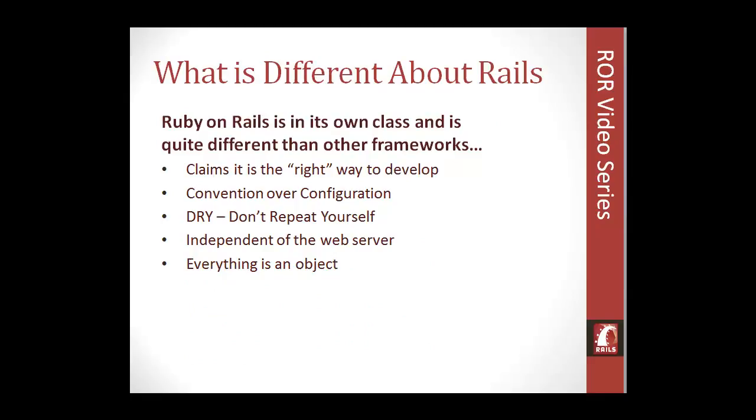So Rails is different from other web app frameworks in a couple different ways. One way is it claims that it's the right way to develop web apps. Many of the hardcore Rails developers wouldn't consider another way of developing as far as the actual structure and framework of the application.